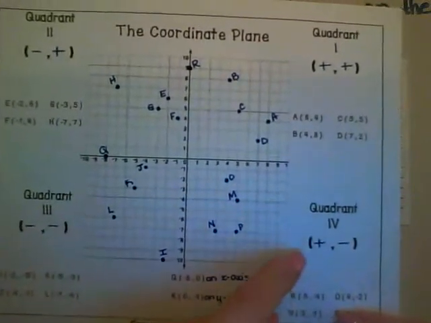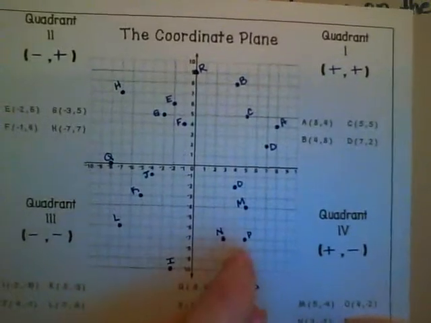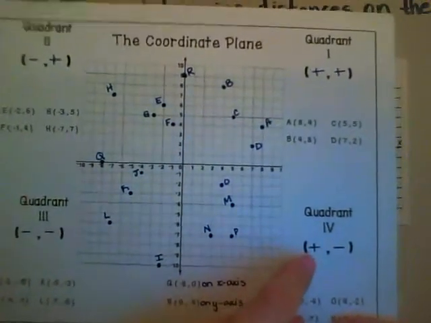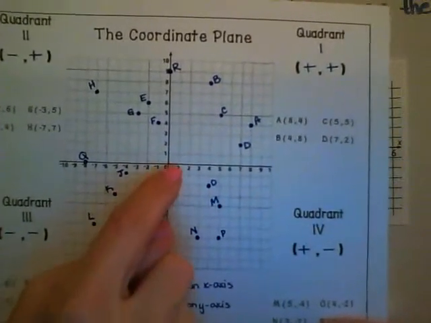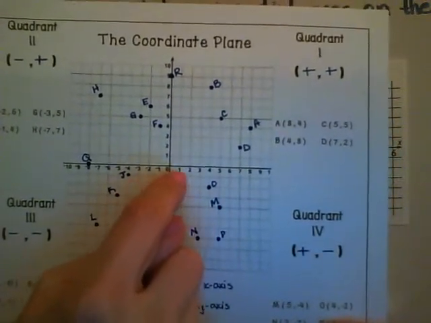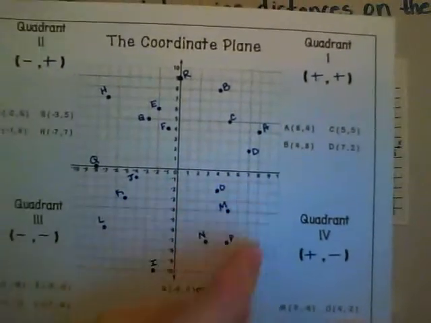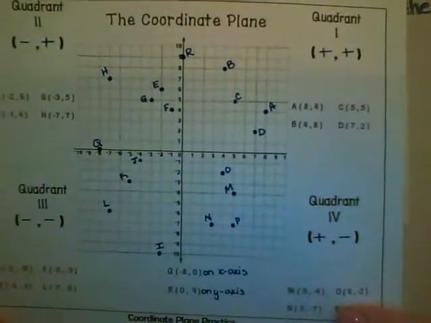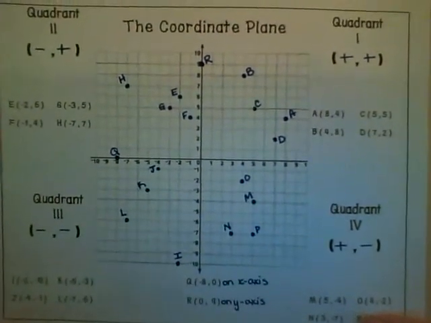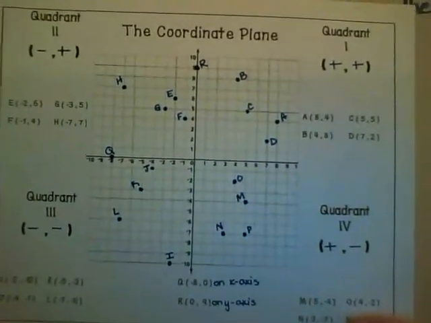For quadrant 4, your numbers must be positive and then negative. Why? Because from the origin, you're going to go to the right and then down, and then your point will land in that quadrant. All right, now there are two special points that I want to point out that did not land on a quadrant.